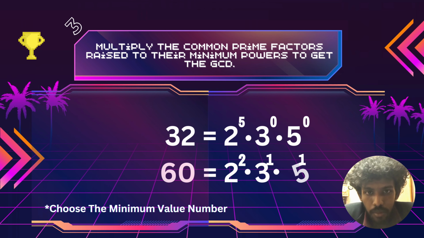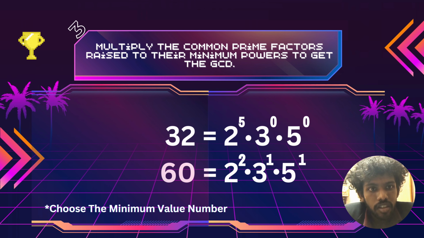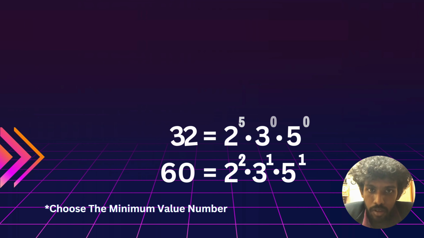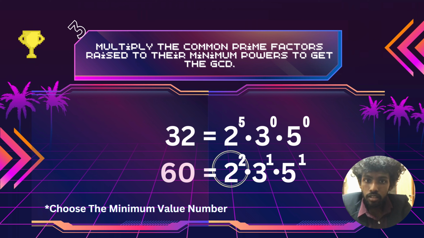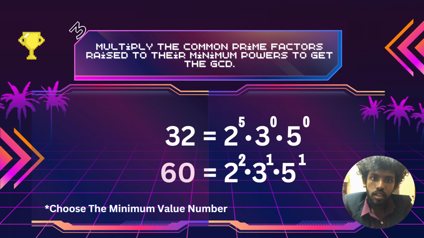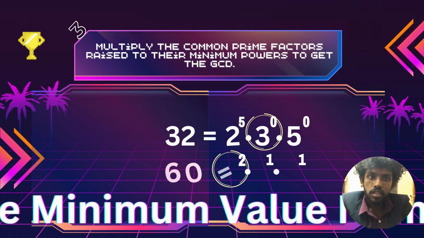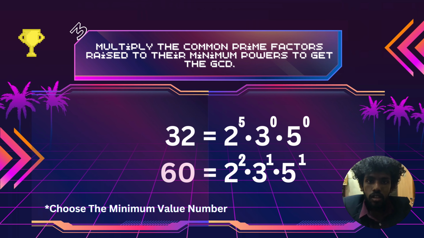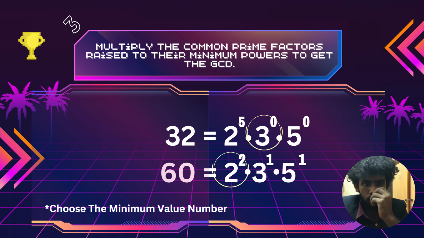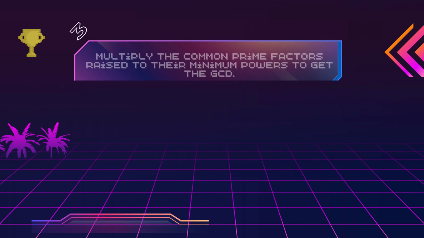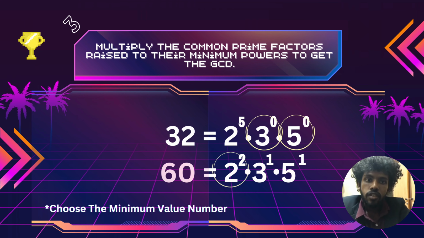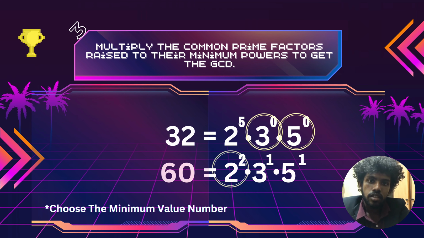And now the third method, which is to multiply the common prime factors raised to the minimum powers to get the GCD, will be done, where we're going to choose the minimum value numbers between these numbers. So we're going to choose 2 with the power of 2, as that is the minimum value compared between those two answers. And for the second, 3 with the power of 0 from the answer of 32 will be chosen. And for the third one, 5 with the power of 0 will be chosen from the answer obtained from number 32.